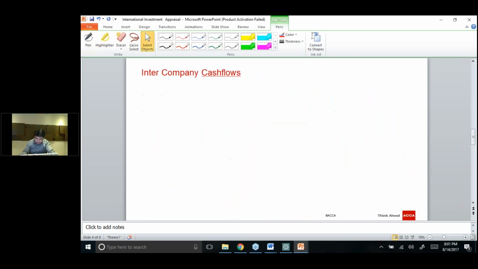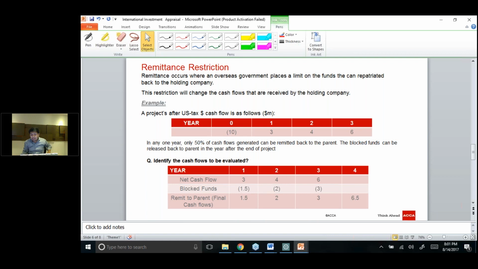Okay, let's move to the next example, remittance restriction. Normally in developing or emerging countries, governments sometimes put restrictions on the remittance. Normally the emerging or developing governments block the remittance or put restrictions on the remittance transfer. It can be a partial blockage or it can be a full blockage for a number of years.